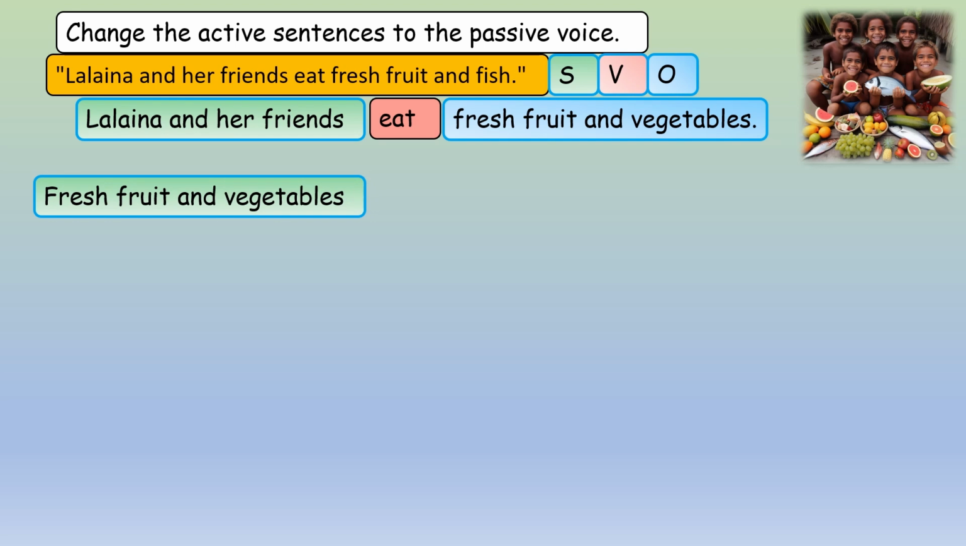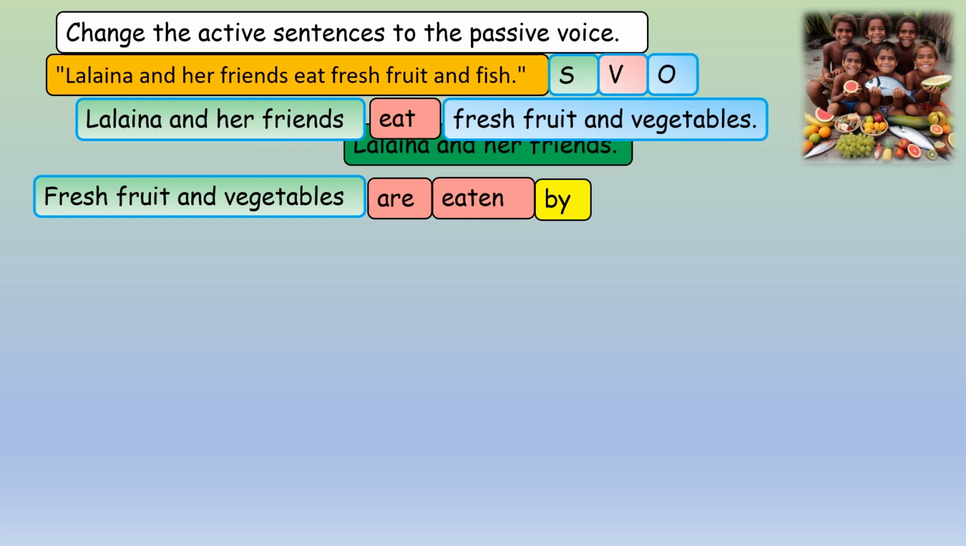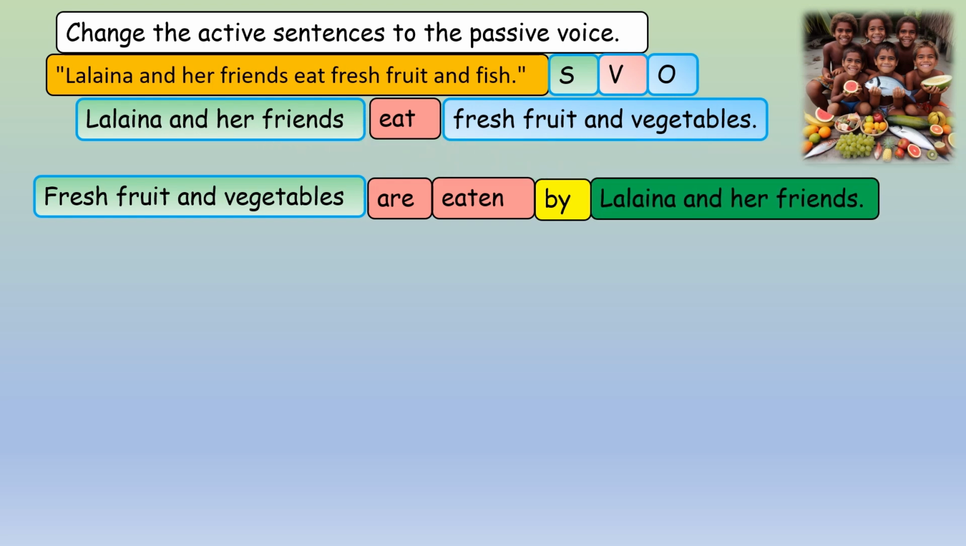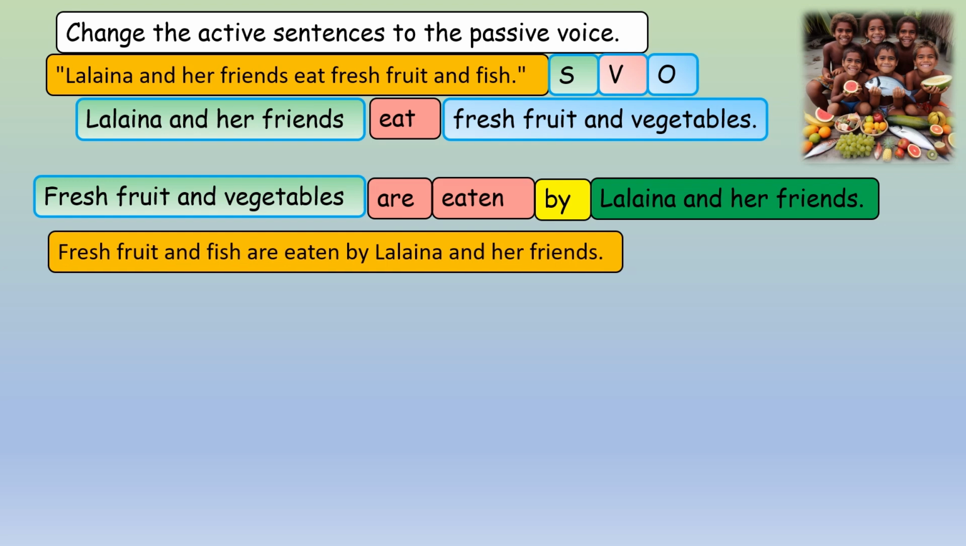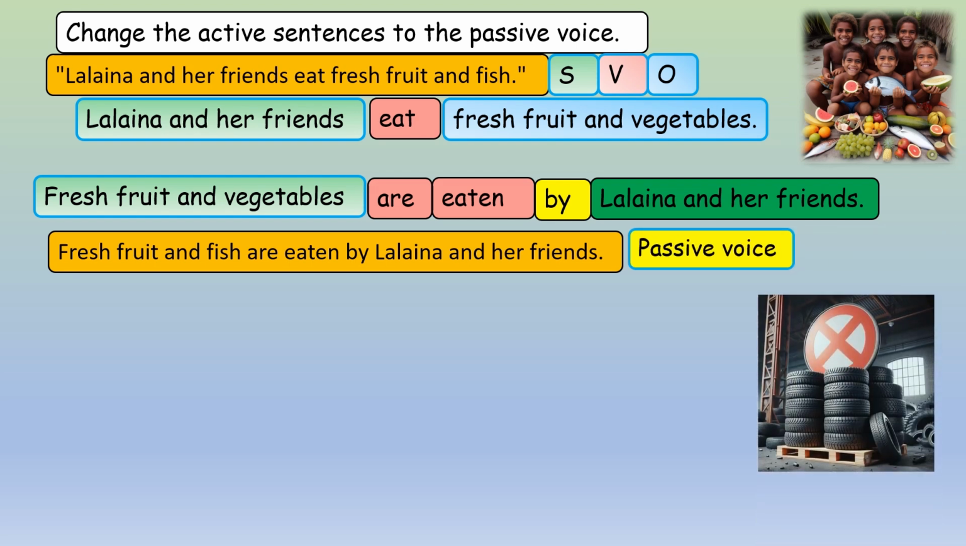We start with fresh fruit and vegetables. That's now my subject of the passive sentence. Because it's plural, we will say are. And we've got eaten there. That's my past participle of the verb eat. And we just conclude by adding the agent there. By Lalina and her friends. And that is my passive sentence. We just wrap up by saying fresh fruit and fish are eaten by Lalina and her friends. Passive voice. Let's take another example here.